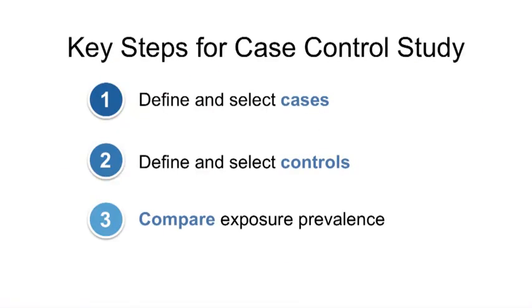There are 3 key steps in conducting a case control study. Step 1, first you define and select the cases. Cases are selected from a group that has the disease or health outcome of interest. The next step is step 2, define and select the controls. Controls are the non-cases that are representative of the same source population that gives rise to the cases. Step 3 is, then we measure and compare the exposure prevalence in the controls versus the cases.